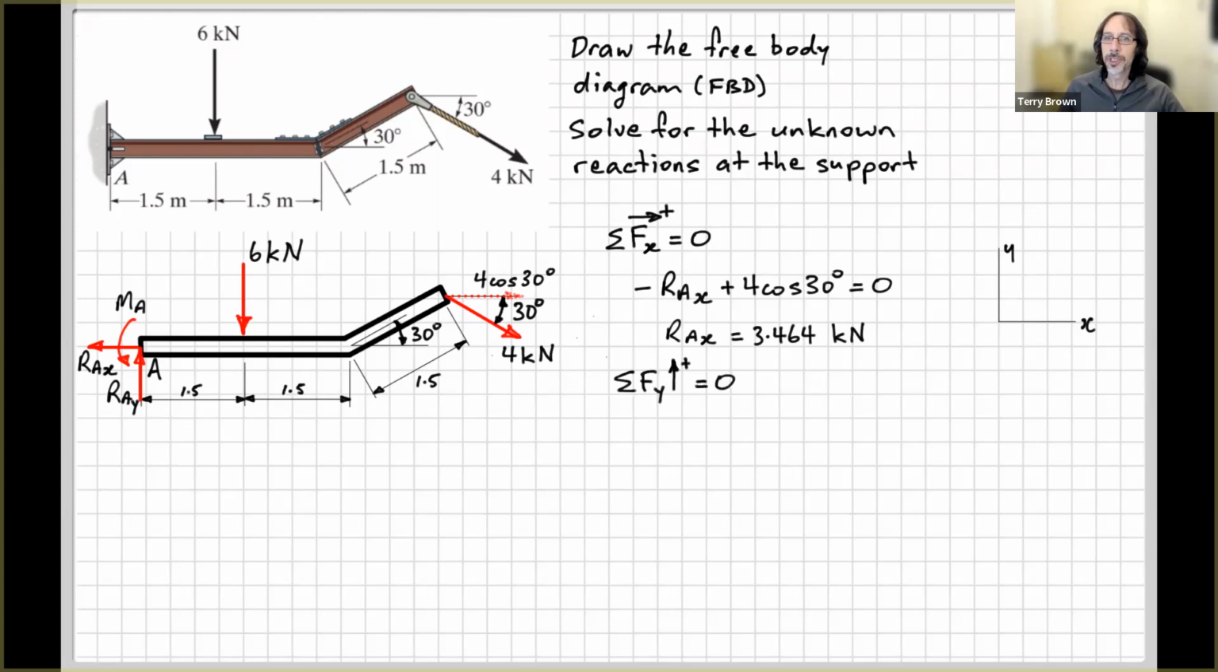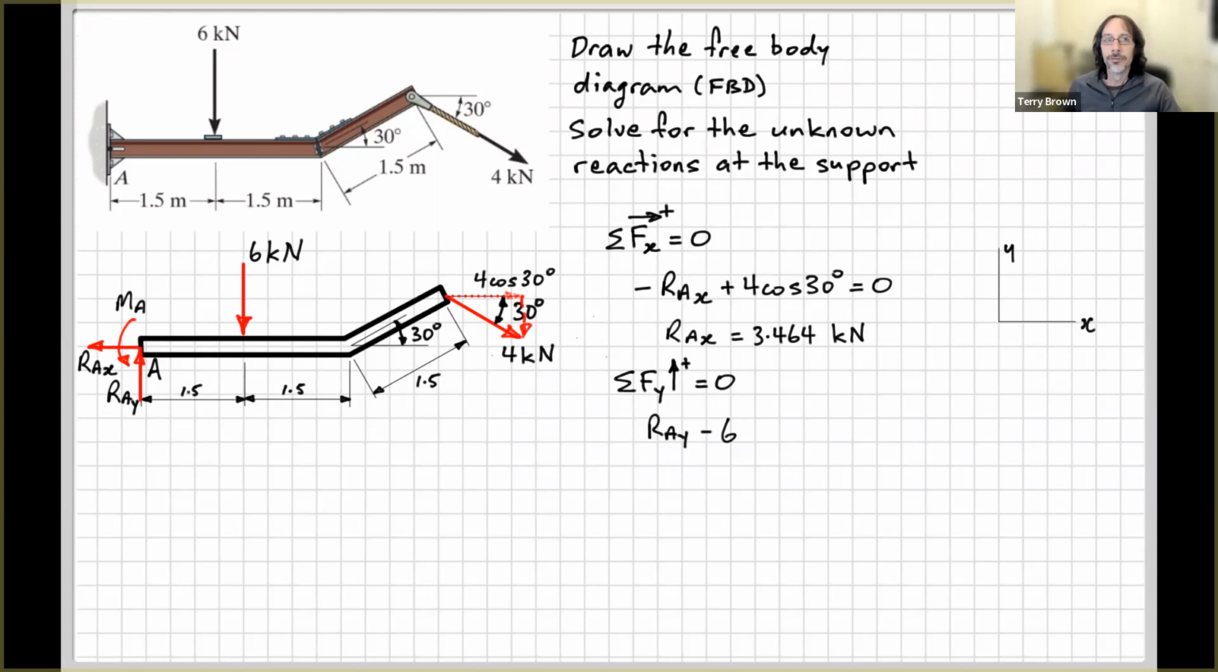Same thing for sum of the forces in the vertical or y direction equal to 0, up is positive. You have RAY at the left-hand end of the beam over here. We've got minus 6 coming down here. And then we've also got the vertical component of the 4 kilonewton force over here. Now, as I've said many times in other videos, what you might be tempted to do in drawing this component is to draw it looking like this, drawing it out over here.